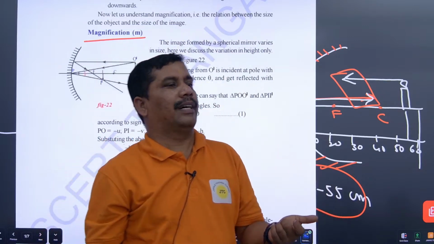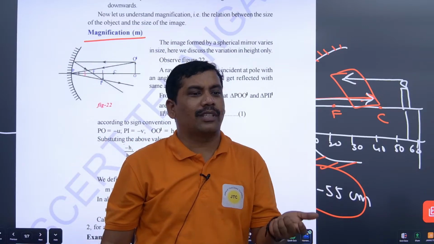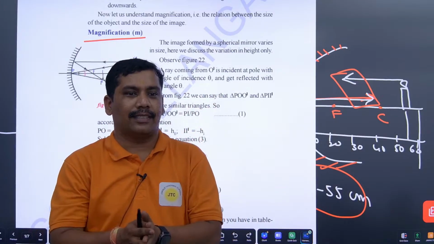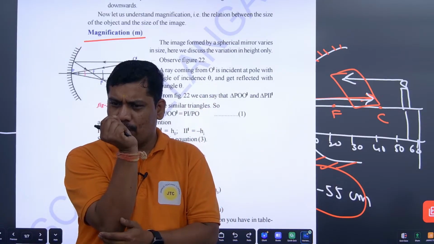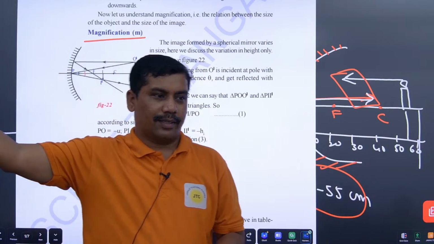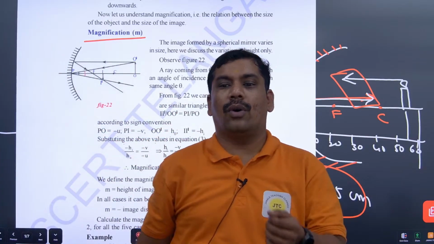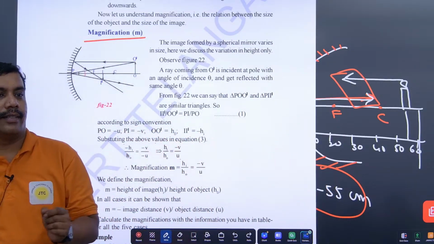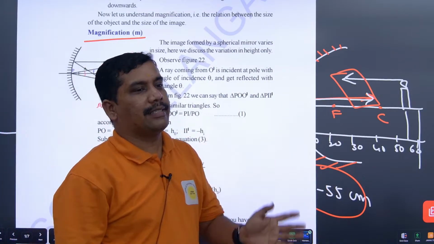Magnification is nothing but it forms the image with higher height, meaning more height. Suppose the object is very small in size, then its image size will be very large. Getting clear? So magnification will enlarge the size of the image.